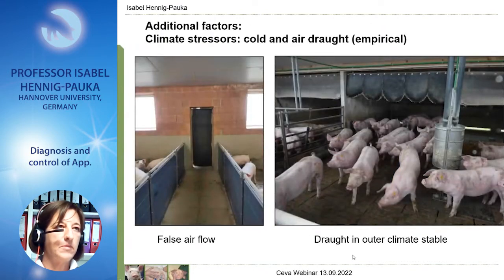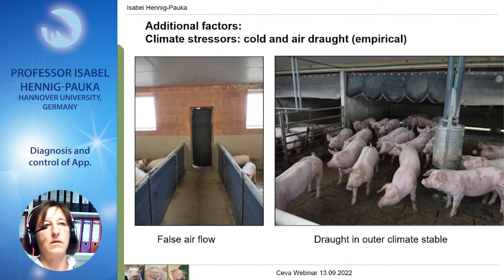In my opinion, climate stressors are very important, although there are no scientific reports about them. But if you ask farmers and practitioners, they always say that they have an impact. So it's more empirical observation. But if you go to a farm where outbreaks take place and you look for these factors, you will mostly find them, as in these pictures. Here we have false airflow. On the right side, you have an outer climate stable and draught in the lying area.